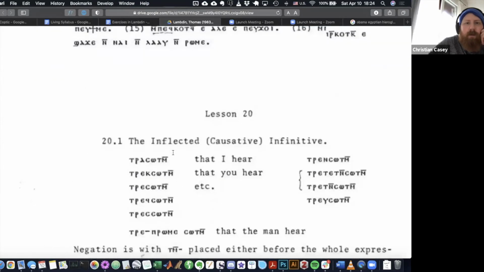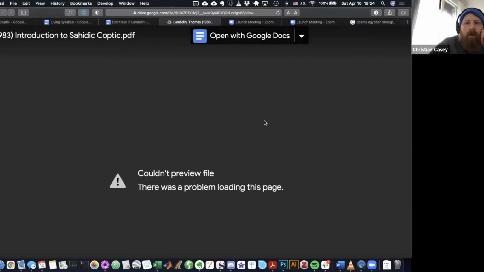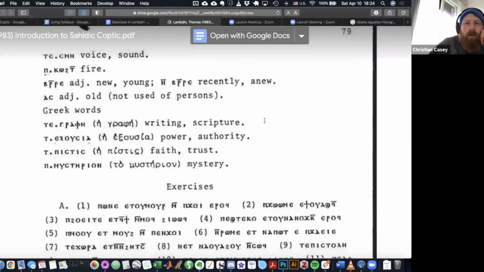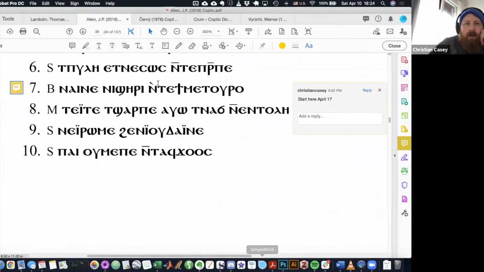Where's the previous? I'm in lesson 20. Could not preview file. Great. I'm gonna actually show y'all in the book if I can ever find it. Where is the book?